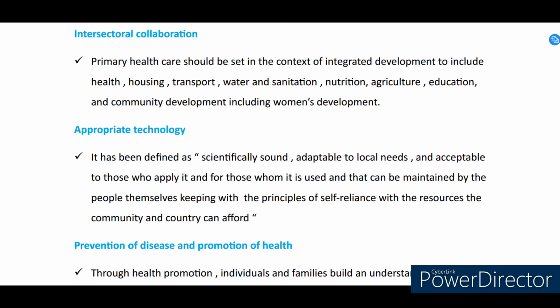Third is the intersectoral collaboration. Goals of primary healthcare cannot be achieved by the health sector alone. So, primary healthcare should be set in the context of integrated development to include health, housing, transport, water and sanitation, nutrition, agriculture, education, and community development, including women's development. And now, coming to the appropriate technology, it is defined as scientifically sound, adaptable to local needs, and acceptable to those who apply it and for those whom it is used, and that can be maintained by the people themselves, in keeping with the principles of self-reliance with the resources the community and the country can afford.